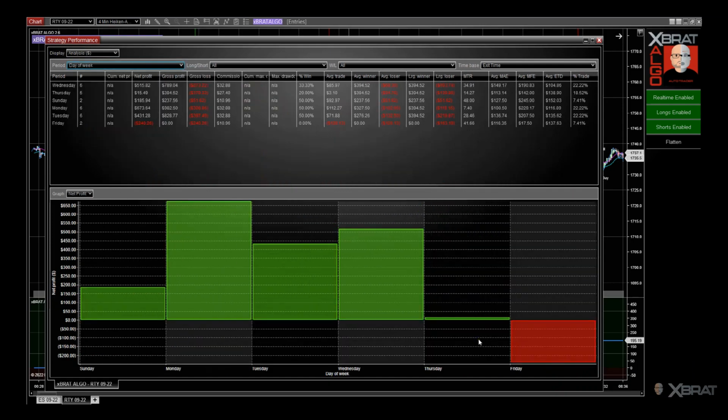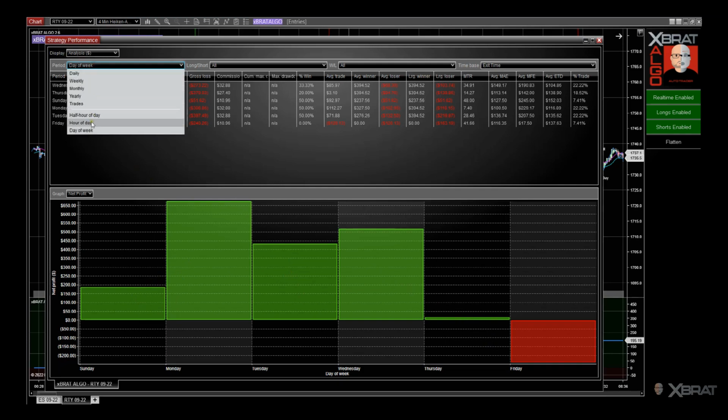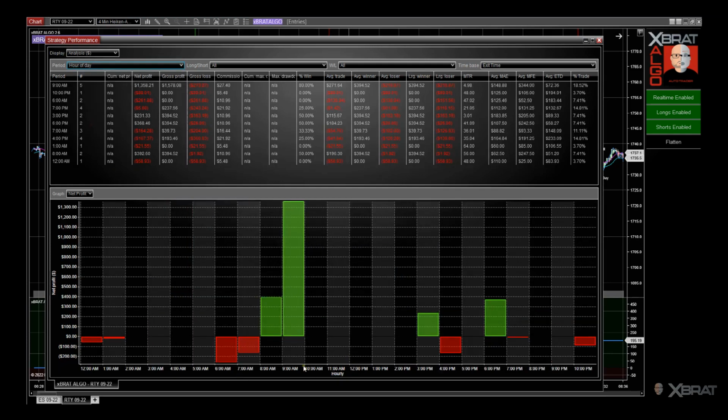Friday's still bad, but Sunday and Monday's good. Okay, Thursday's pretty nothing really, but Friday's bad. So we've got an extra day trading here. To be honest, Thursday's probably not worth the risk. What we want to concentrate on is Sunday, Monday, Tuesday and Wednesday. Let's just check those hours of the day.